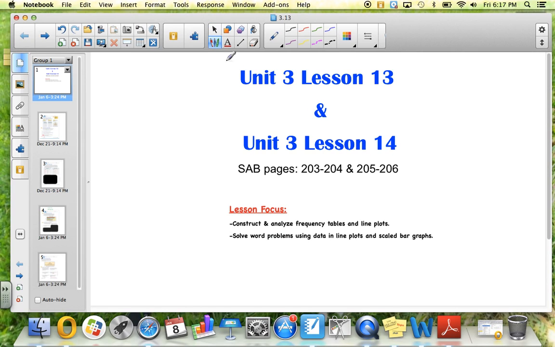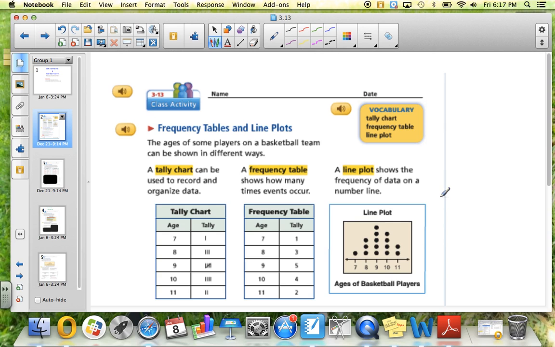All right, welcome to Unit 3, Lesson 13 and 14. I'm going to put these two lessons together in one video because after that, we are done for this unit. So, today we're going to construct and analyze frequency tables and line plots and solve word problems using data in line plots and scaled bar graphs. Okay, so turn to page 203 in your SAB and we'll get started.